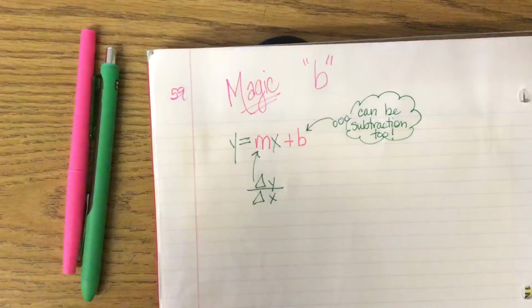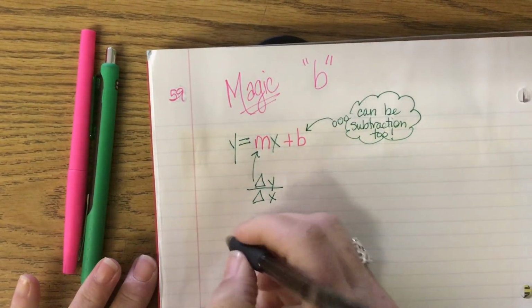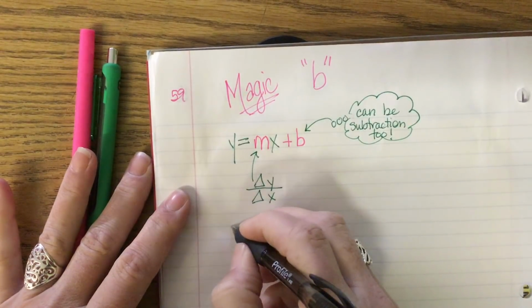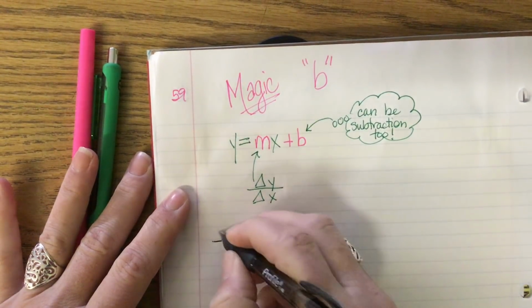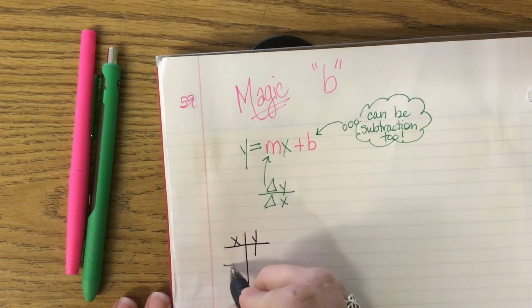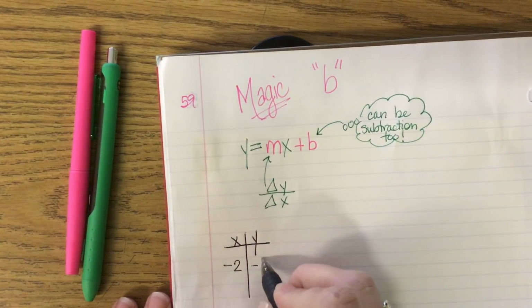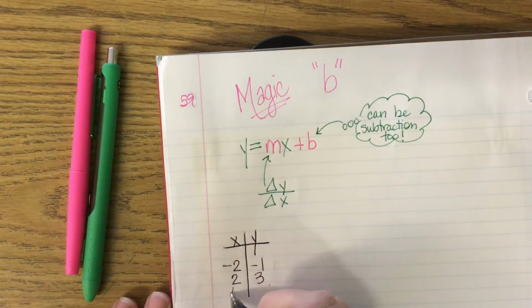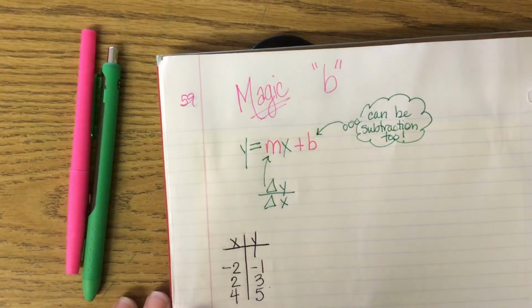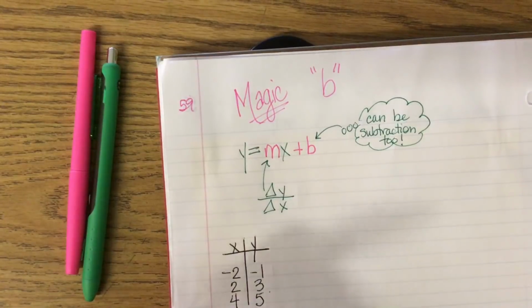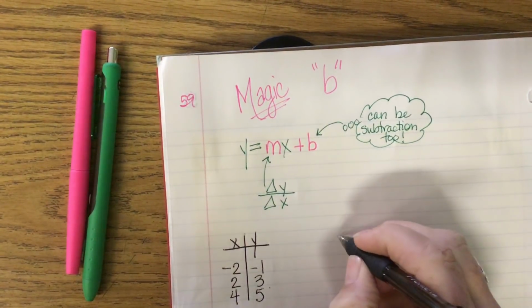Okay, so let's get a table going. Let's pretend, let's do it right here. You have your x and your y, and I'm going to put -2, -1, 2, 3. Already you're probably tuning out because you're like, oh no, negative numbers. So the first step, we need to find the constant rate of change.